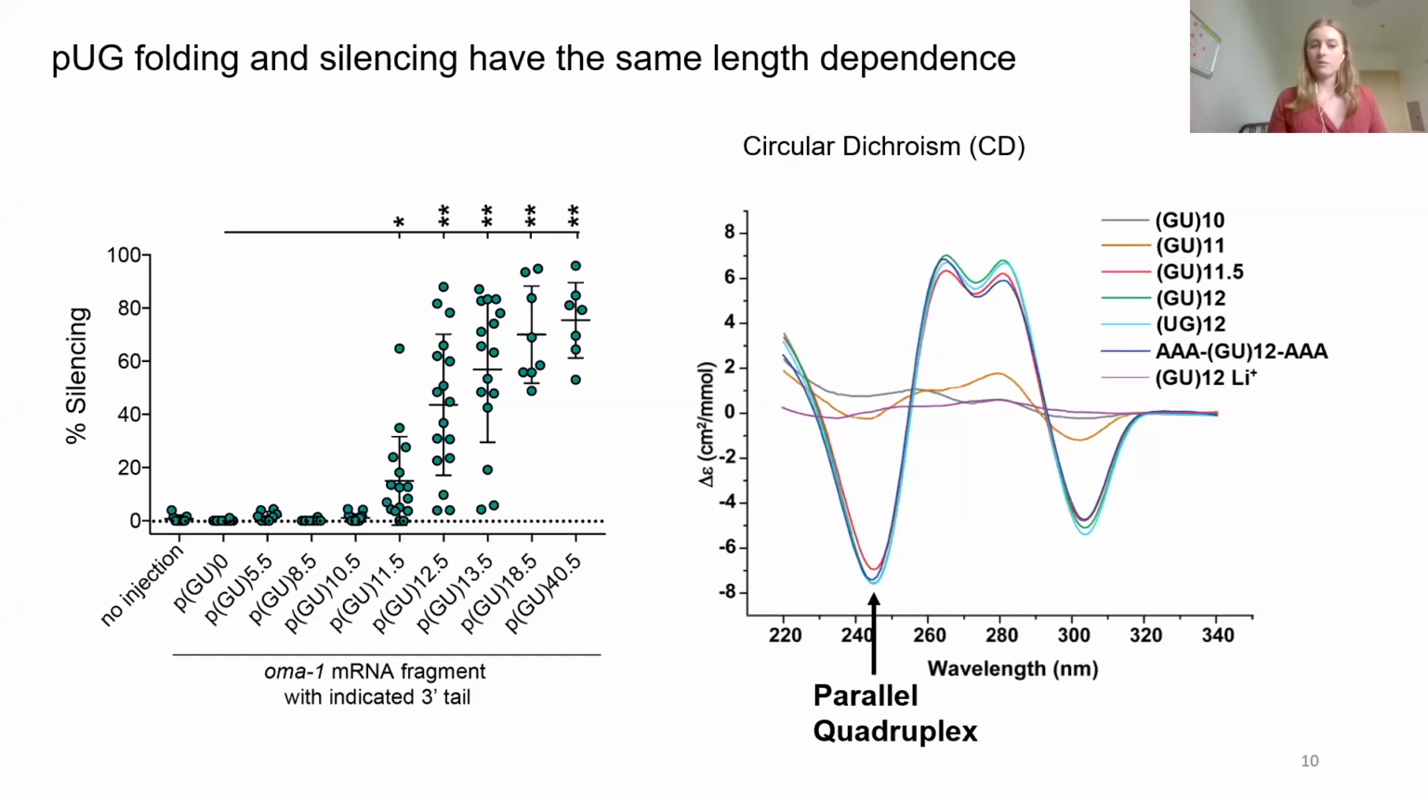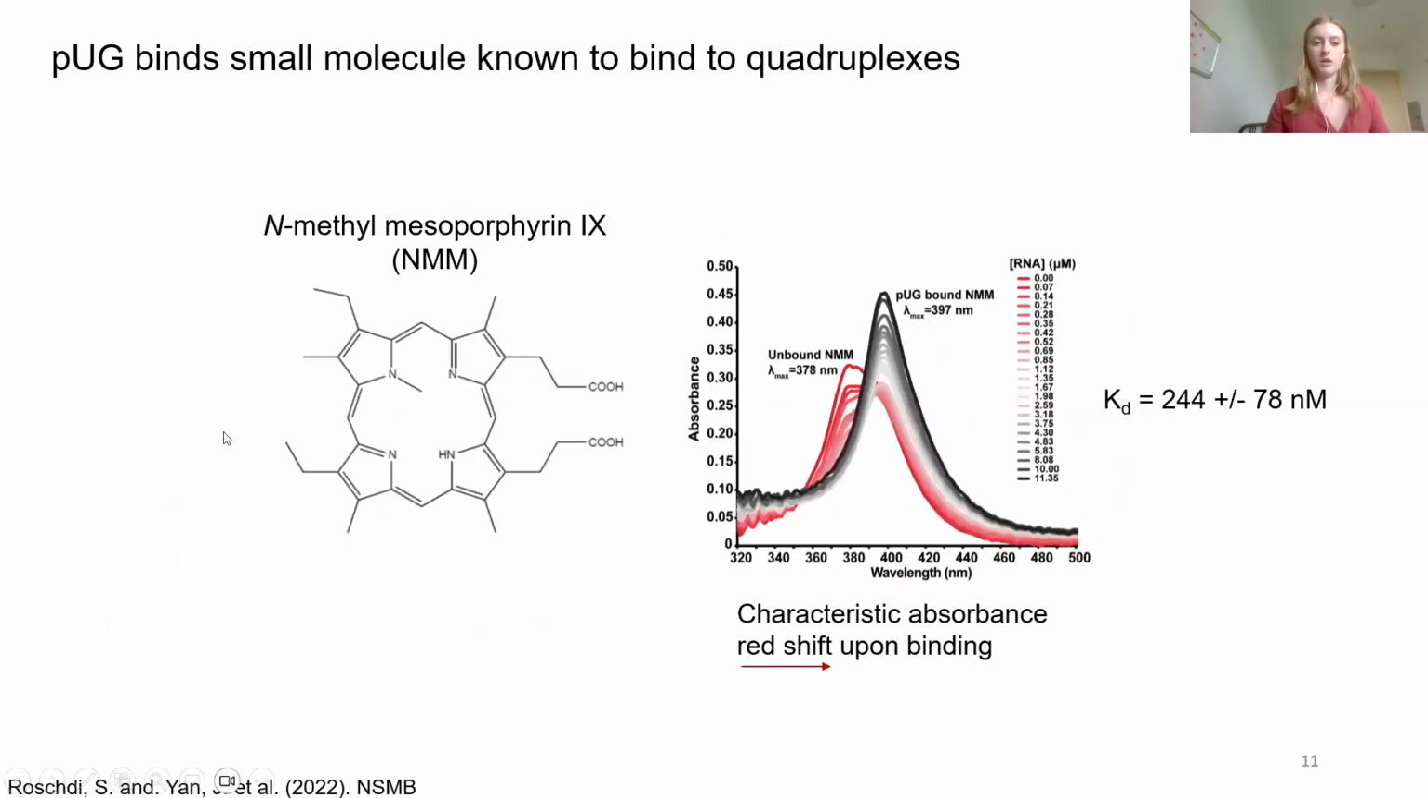We wanted to go one step further, though. So we used this dye called N-methylmesoporphyrin, or NMM. It's a porphyrin structure. A porphyrin that maybe you'd be familiar with is heme, which is the porphyrin that has an iron in the center and is responsible for carrying oxygen in your blood. So it's a very similar structure to that, and it has this interesting property where it binds specifically to quadruplexes, and upon binding, its absorbance spectrum redshifts, which means it increases in absorbance.